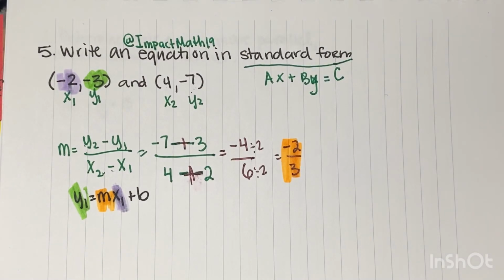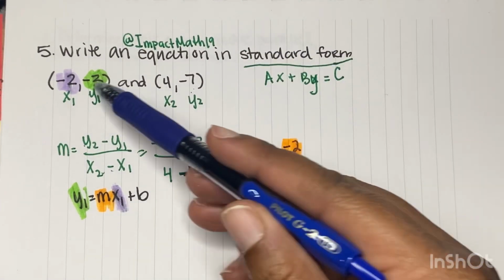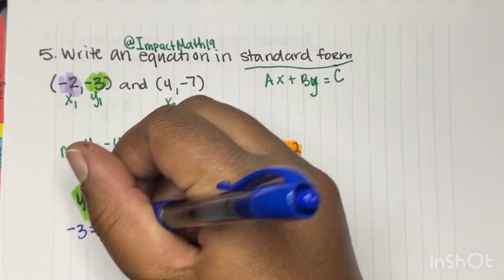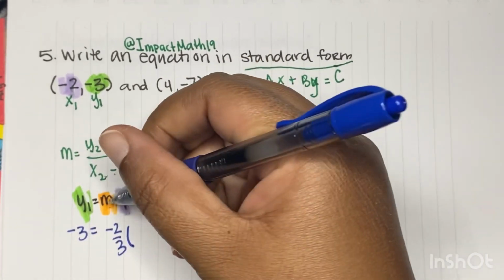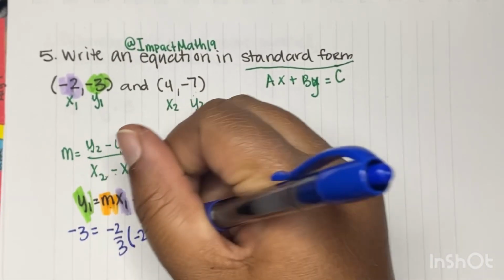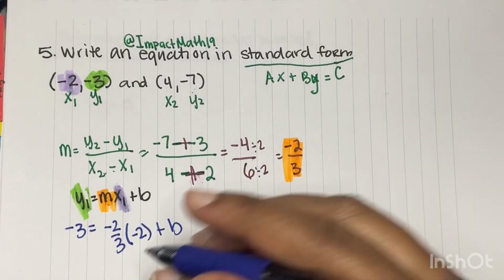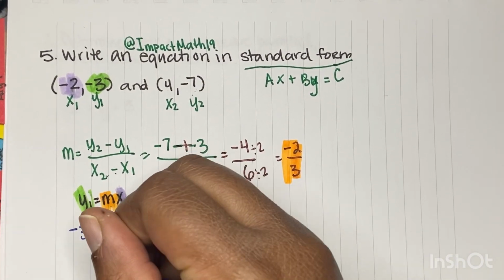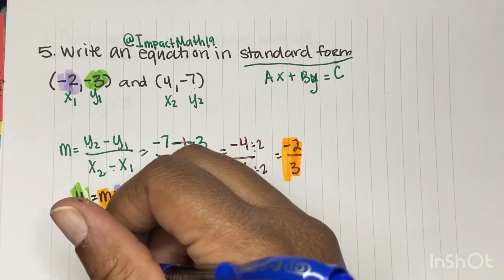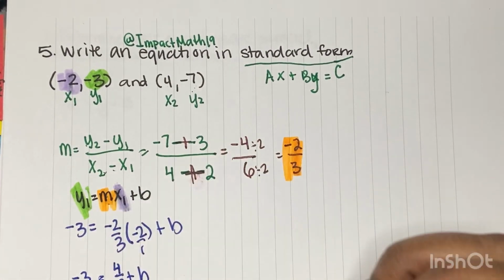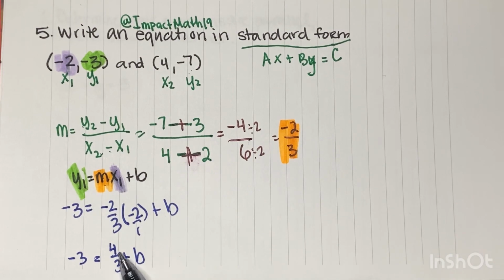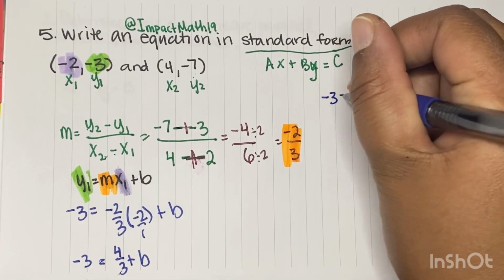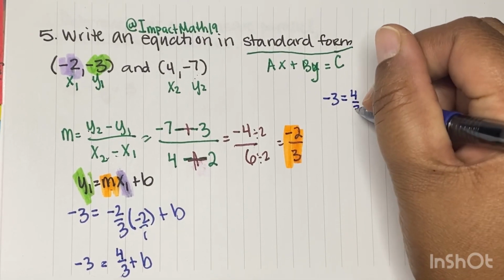So let's keep it going. So y1 is negative 3 equals my m, which is negative 2/3 times, these are multiplied together, negative 2 plus b. Okay, now we could put this over 1. Negative 2 times negative 2 is a positive 4 over 3 plus b equals negative 3. Okay, now we want to move this 4/3. I'm going to move it over here, you guys. Okay, so I'm going to rewrite it. Negative 3 equals 4/3 plus b.